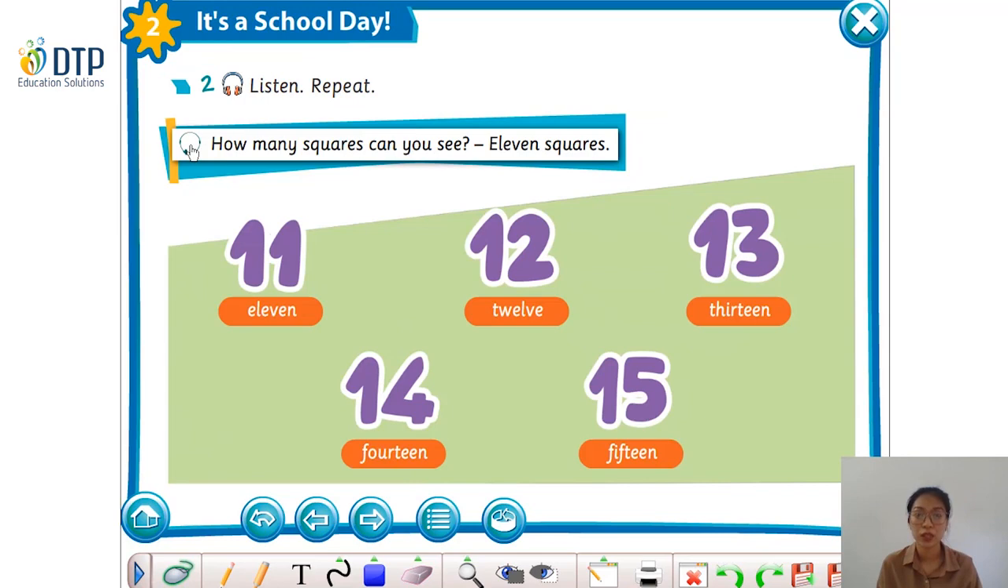The next structure, cấu trúc tiếp theo mình ôn là How many squares can you see? 11 squares. Câu hỏi how many là câu hỏi về bao nhiêu. How many squares can you see? Con thấy được bao nhiêu hình vuông? 11 squares. 11 hình vuông.